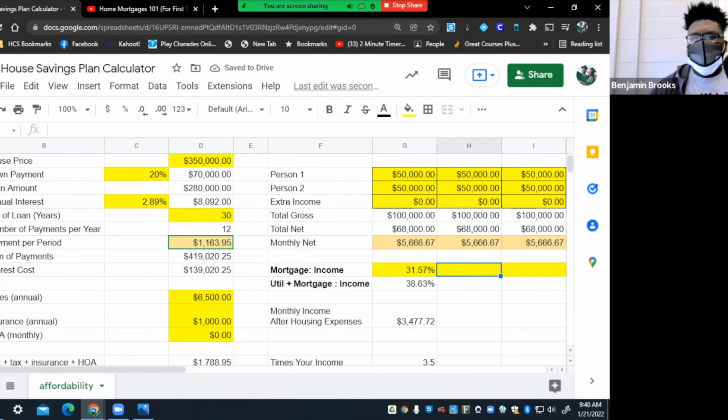But that's it, guys. That's it. So if you need anything else, just let me know. You're going to need this mortgage calculator for what we're going to be doing next week. Other than that, we are done.